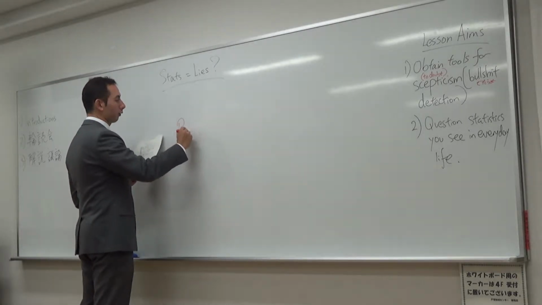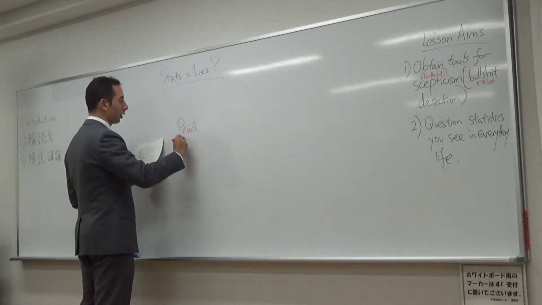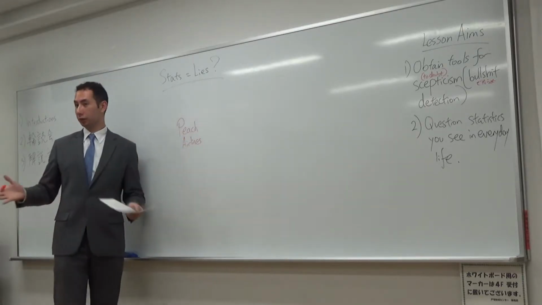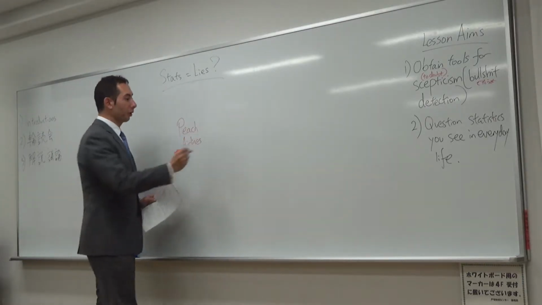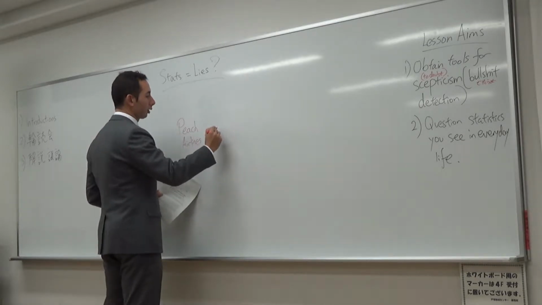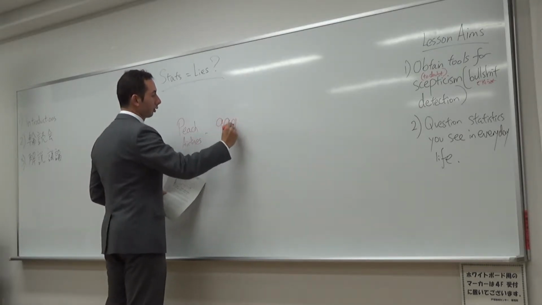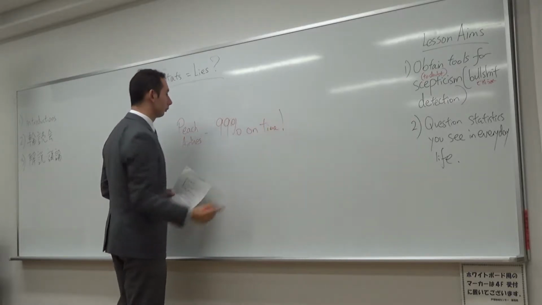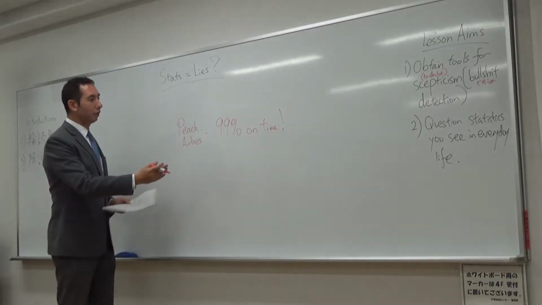Okay, so let's give you just an example. You know Peach Airlines? Maybe you'll see a company like Peach Airlines, they are 99% on time. Right? But what does that mean?